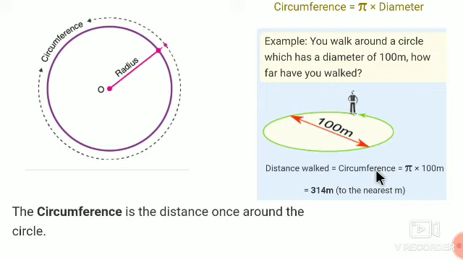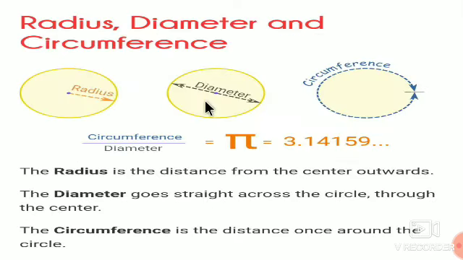So the formula of the circumference is pi into diameter. Here the diameter is 100 meters and the value of pi is 3.14. That's why after multiplication you will get 314 meters. This is about the circumference.